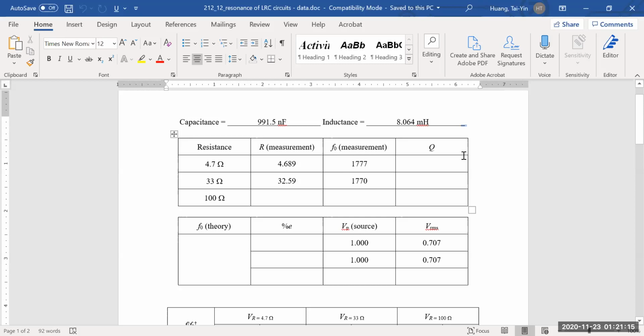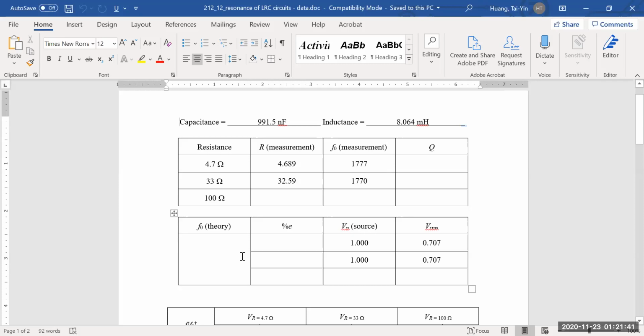So based on this, you want to calculate Q. If you remember, Q is equal to omega naught times L over R. You can use the measured value to calculate Q, and the L is this value. Make sure that everything is in SI units. For omega naught, you have the f naught, and omega naught is just 2 pi times f naught, okay?